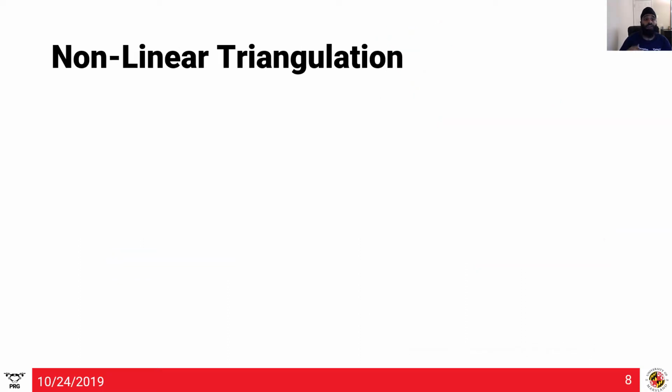So now let's talk about non-linear triangulation, because our linear triangulation is not that robust. It assumes linearity about the scene, which is not going to happen in your real world. So let's see how we can go through the non-linear version of triangulation.